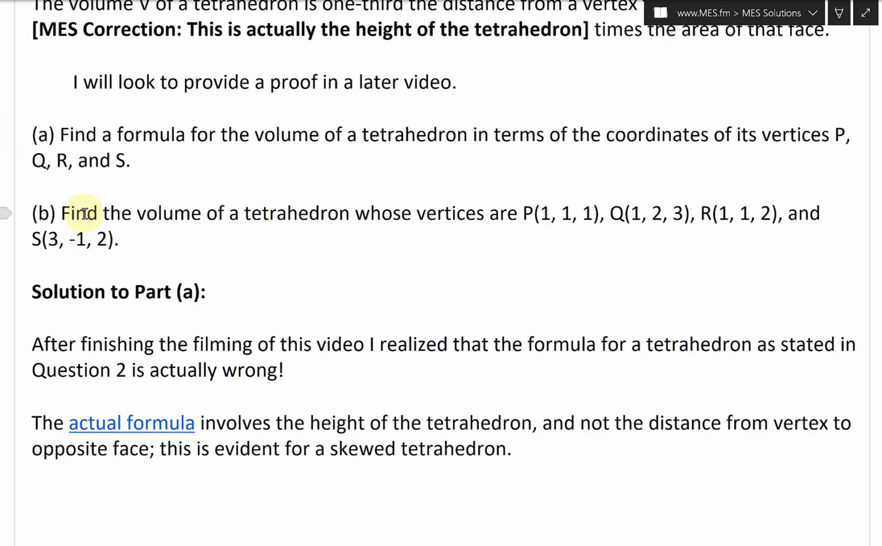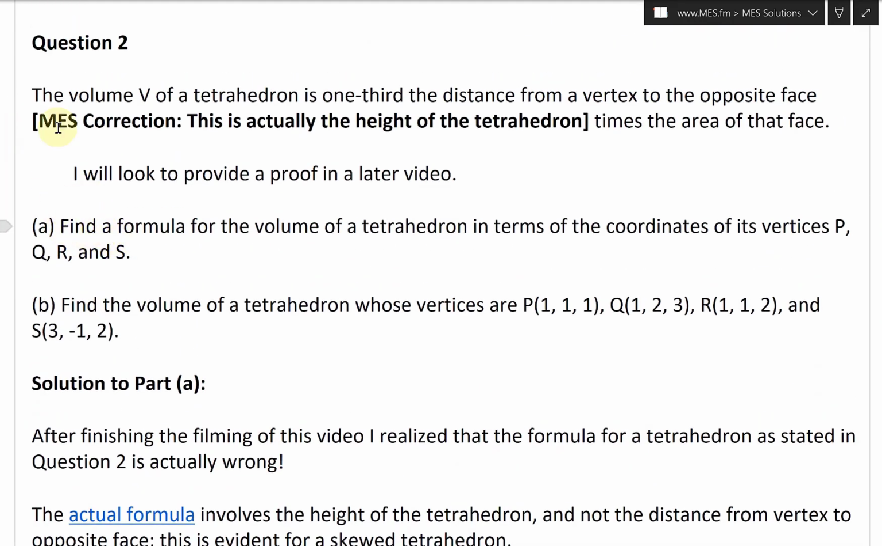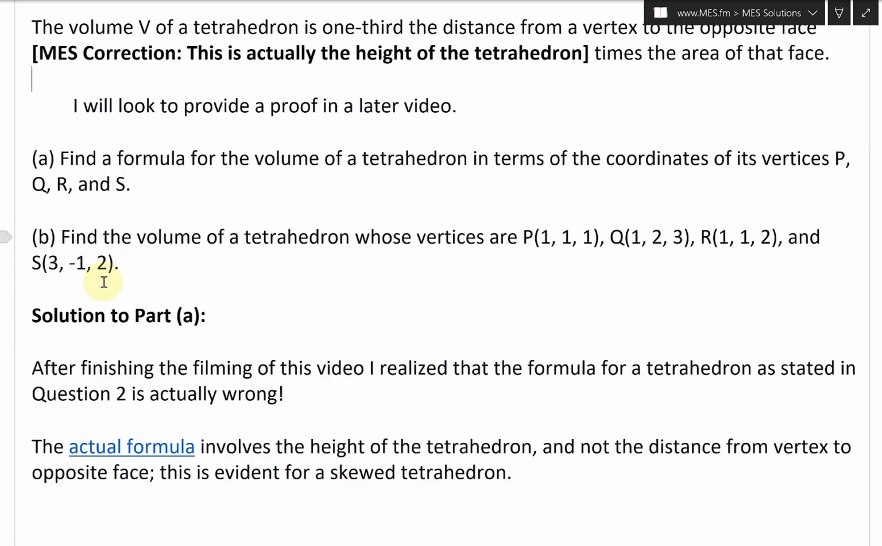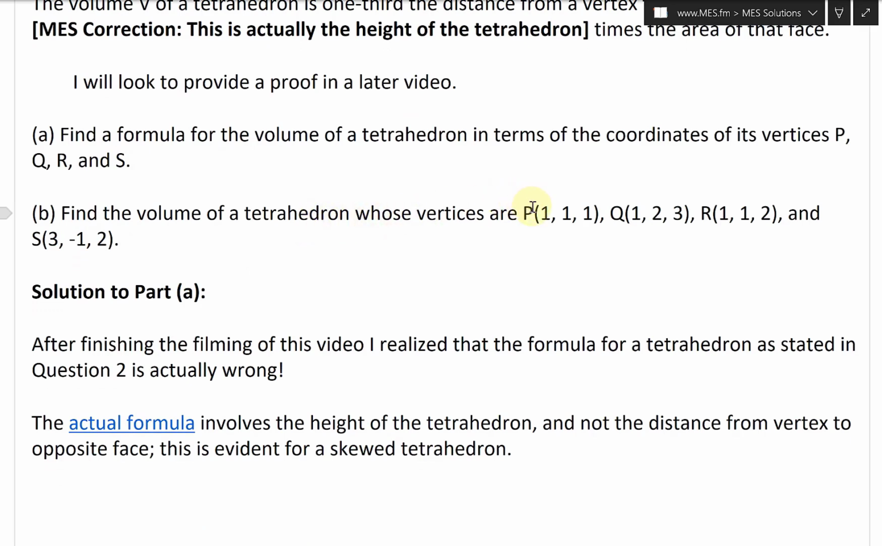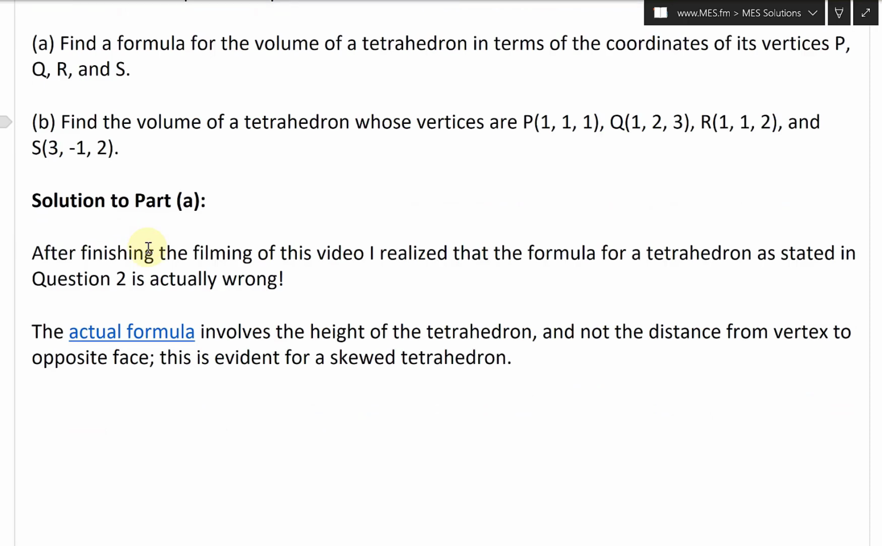And now look at question A. So part A of question 2 states: find a formula for the volume of a tetrahedron in terms of the coordinates of its vertices P, Q, R, and S. And then part B states: find the volume of a tetrahedron whose vertices are P (1, 1, 1), Q (1, 2, 3), R (1, 1, 2), and S (3, -1, 2). So let's take a look at the solution to part A.